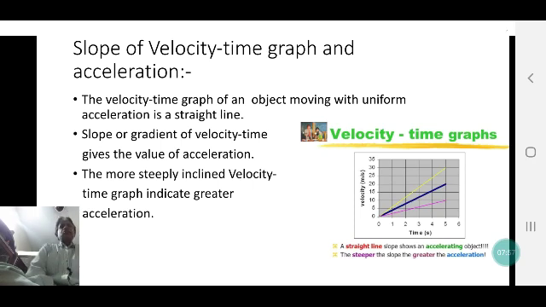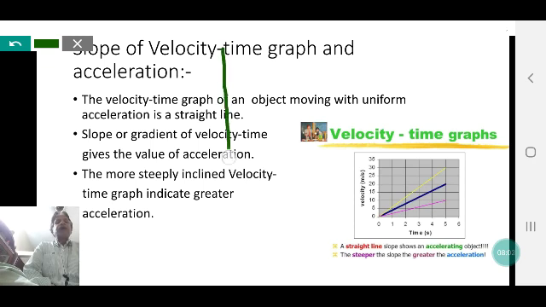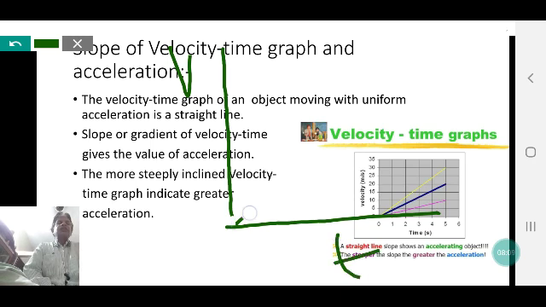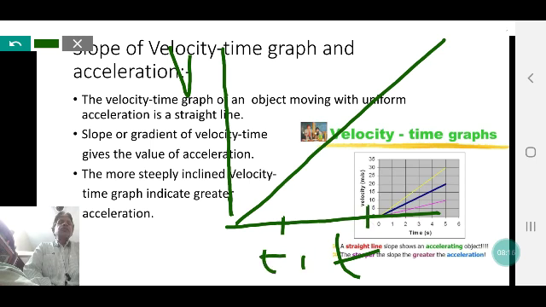How can you find the slope? As we discussed for the distance-time graph, the slope of a graph can be found like that. For a velocity-time graph, with velocity and time on the axes, suppose we have times T1 and T2, and we have to find the slope of the graph between the time interval T1 to T2.